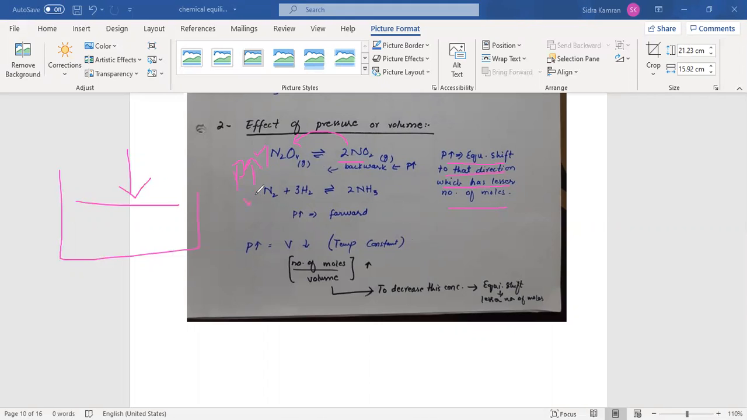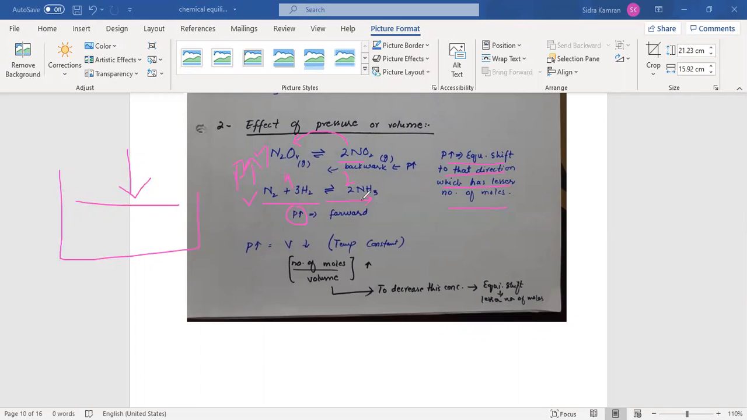In the second reaction, here you can see 1 plus 3, 4 moles of the reactants and 2 moles of the product. So the product has fewer moles. If you increase the pressure, the reaction will move forward. Equilibrium will shift towards the forward direction.